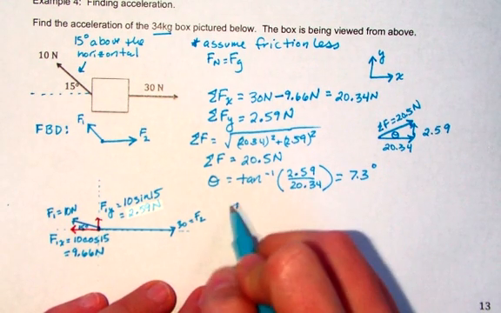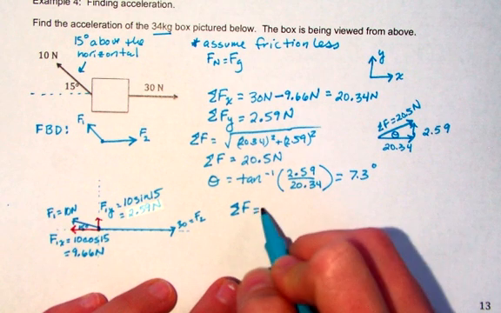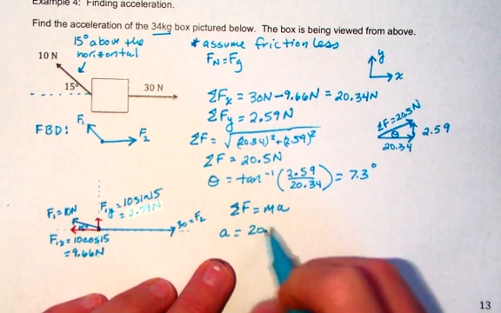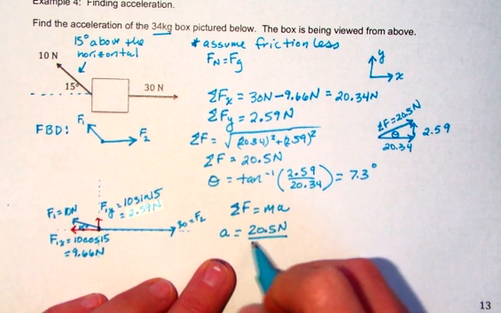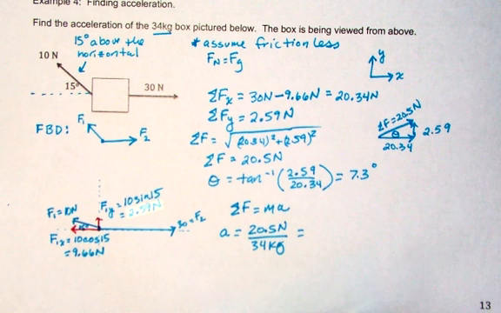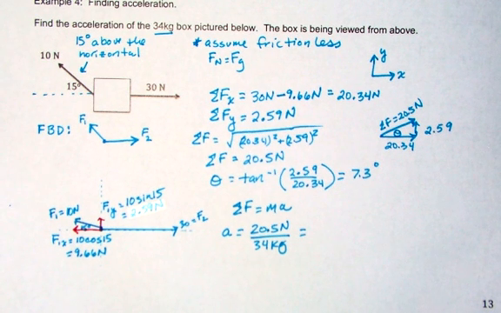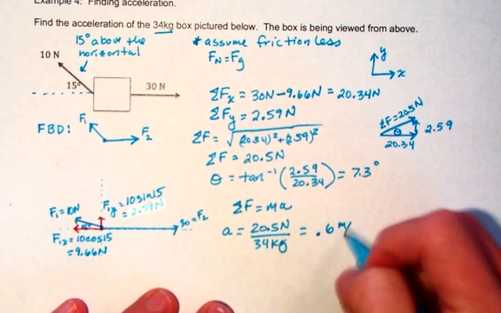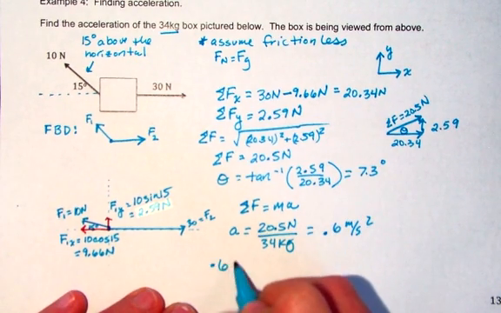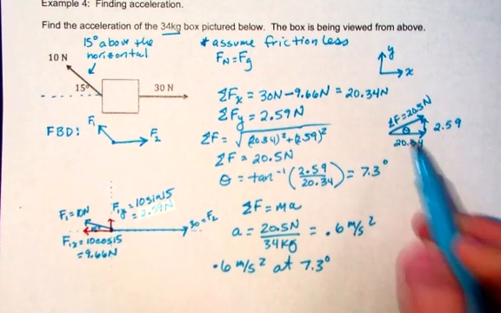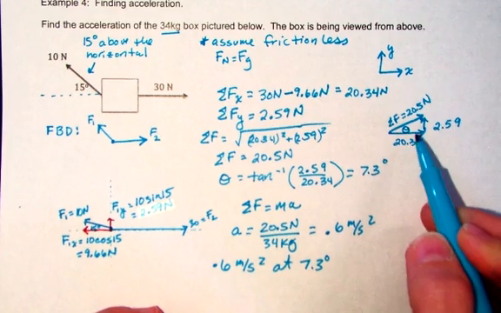So then the acceleration: the net force equals mass times acceleration. So acceleration is going to be 20.5 newtons divided by 34 kilograms, and that equals 0.6 meters per second squared. So it's going to be 0.6 meters per second squared at 7.3 degrees. Now take a look at our picture. We're going north of east.